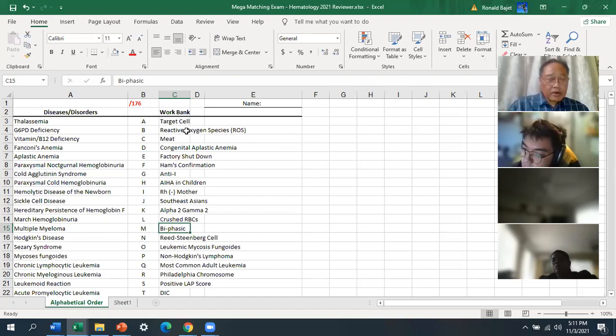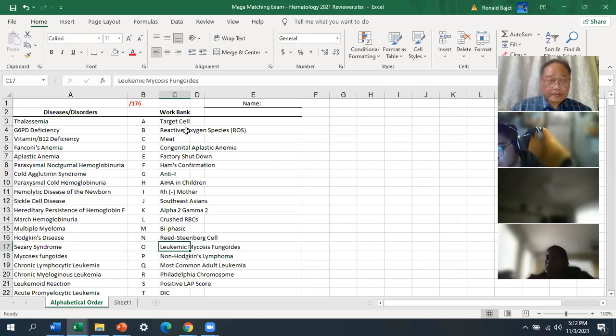But the term I use for Hodgkin's disease is the Reed-Sternberg cell. Remember that? Reed-Sternberg cell. Sézary syndrome. Okay, Sézary syndrome is a leukemic form of mycosis fungoides. I know some of your definitions on your homework didn't have that, but it was part of the definition. What I was looking for was Sézary syndrome is the leukemic form of mycosis fungoides. And mycosis fungoides was a non-Hodgkin's lymphoma.